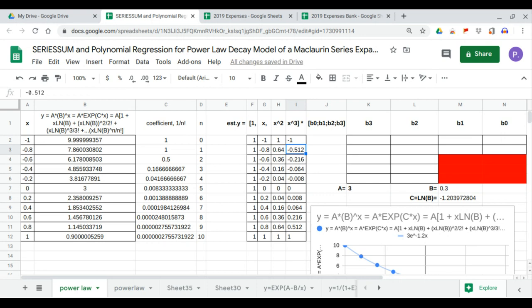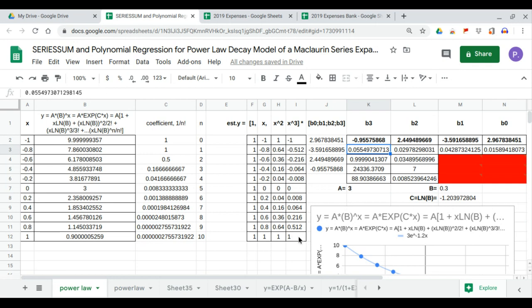Now that we have the 1, x matrix and our y values, we can enter the LINEST in the polynomial form, which is LINEST of data y and data x, which starts from here, where we have the x values. And we enter the full statistics. And here we have the 12 outputs. Our B0 is negative 2.96. Our B1 is negative 3.51. And our B2 is 2.44. And our B3 is negative 0.995.